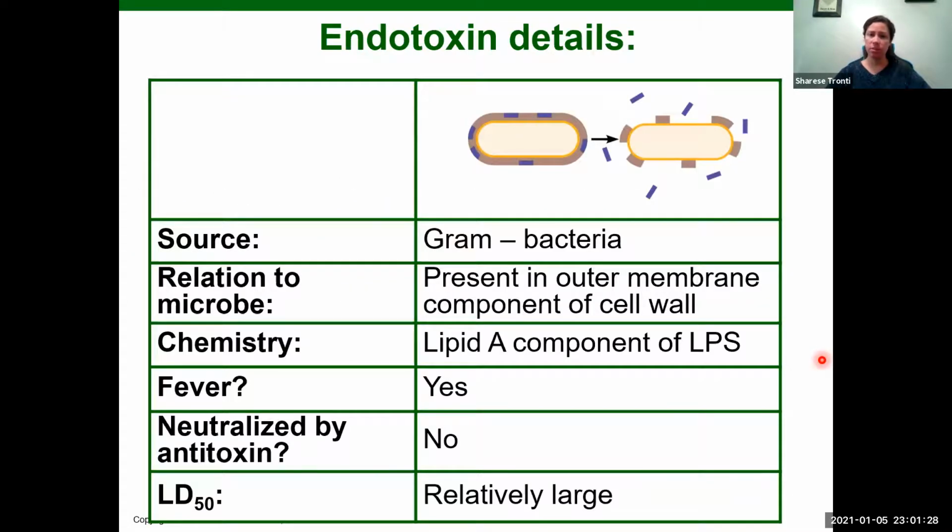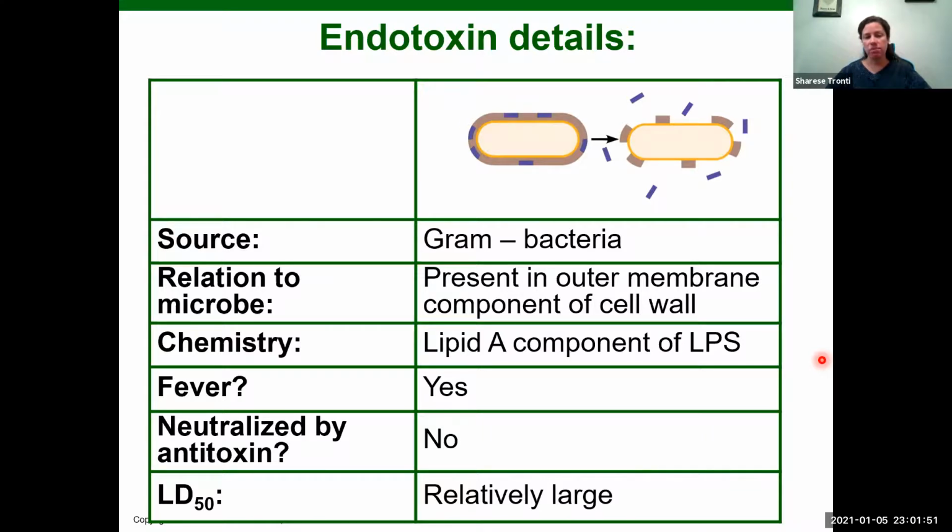So here's the summary for those endotoxins. Only going to be found in gram-negative bacteria, because only the gram-negative bacteria have that outer membrane with the lipid A. So it's the lipid A that's causing it. It's part of the LPS in that outer membrane. It's going to cause fever. So that's actually what the main issue is, the fever.